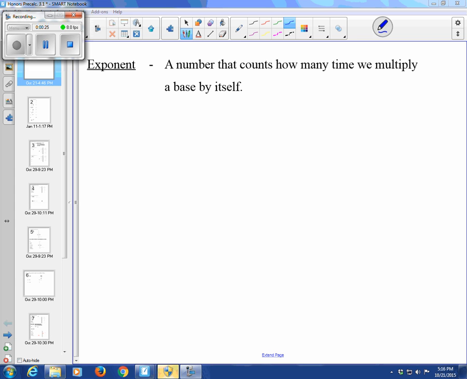So an exponent is a number that counts how many times we multiply a number by itself, right? And that's the only thing it counts. So right here, if I've got 3 squared, 2 being the exponent, I'm multiplying 3 by itself 2 times, so that's 3 times 3, or 9. If I have 3 to the 3rd power, now I'm multiplying 3 by itself 3 times, so 3 times 3 is 9, times 3 again would be 27.